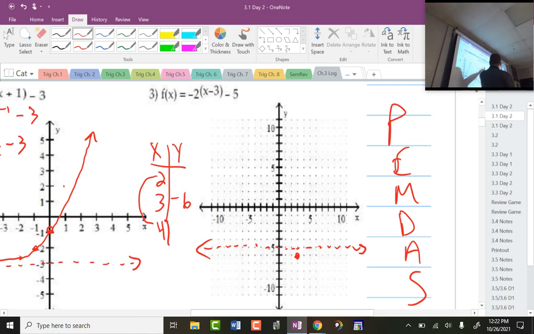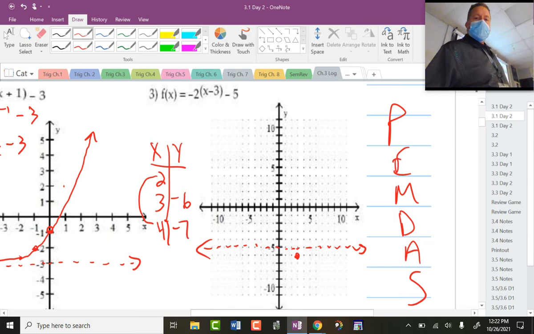PEMDAS. What's 4 minus 3? What's 2 to the first? 2, negative. You already said negative. Good. -2 minus 5. So it is -7. So you got to be careful.